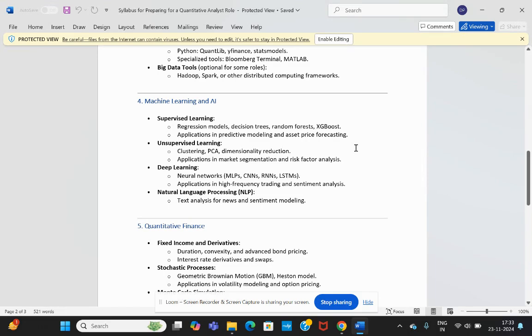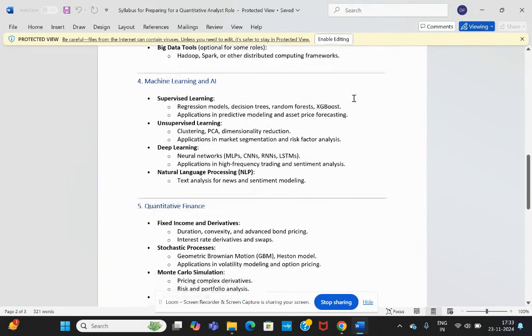And we will also go to GitHub and prepare one model, or one entire process flow, from GitHub. And then applications in high frequency trading and sentiment analysis, we will learn these things also. And natural language processing, NLP, in text analysis for news and sentiment modeling.